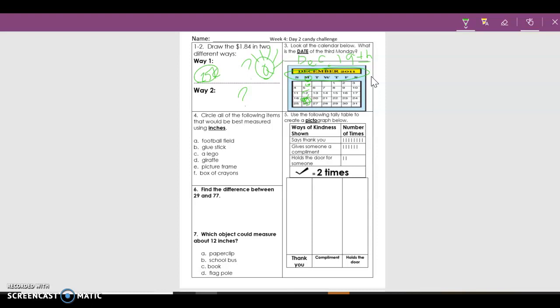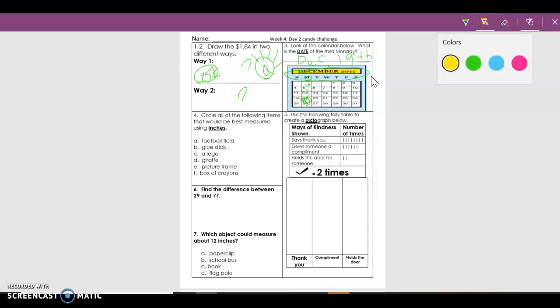Number 4, circle all of the following items that would be best measured using inches. A, a football field. We definitely do not want to measure that in inches. That would take a very long time. B, a glue stick. A glue stick would definitely be an option.